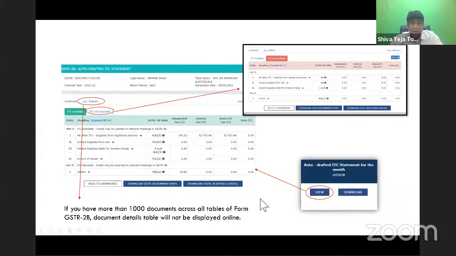And below you can see, if you have more than 1,000 documents across all the tables of GSTR 2B, the document details table will not be displayed online. That means you can't view the data. You definitely have to download the data. That's what I meant to say. You have to download the data if it is more than 1,000. Just click that. You can download in PDF or download in Excel. Clear? Next.